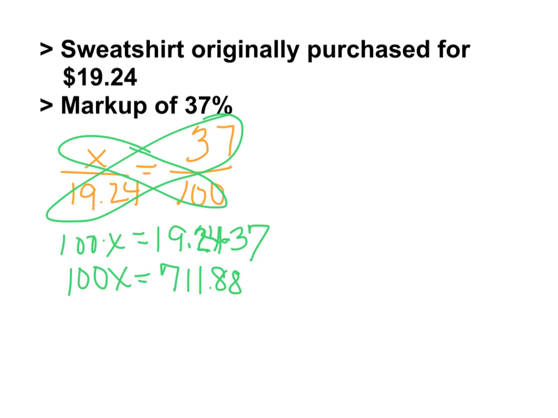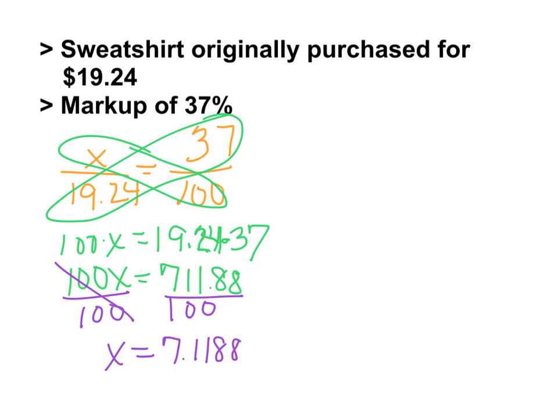711.88. I have to divide both sides by 100 to get that x alone. So therefore, x equals 7.1188. Now this has to be money. And we know when we have money that we have to go to the hundredths place. And that tells us to look at the 8. 8 is larger than 5, so it tells us to go up.